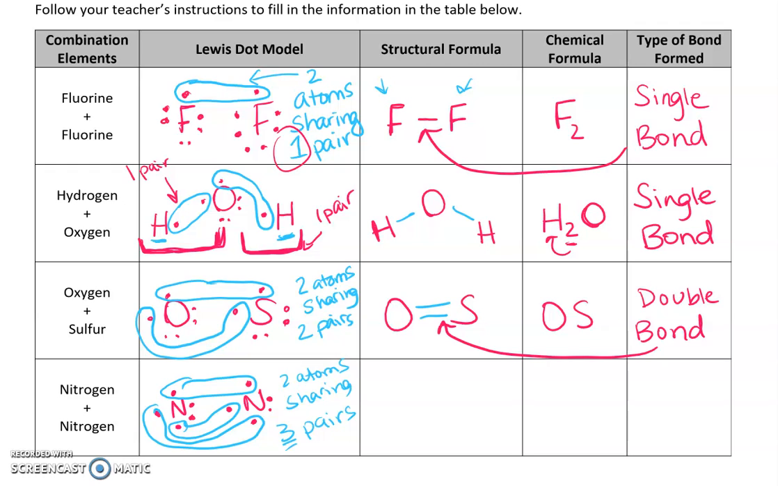So when you're drawing the structural formula, it would look like this. Stay consistent. Chemical formula would just be N2 because you only have 2 atoms of nitrogen. And again, this would be a triple bond. And that's it.